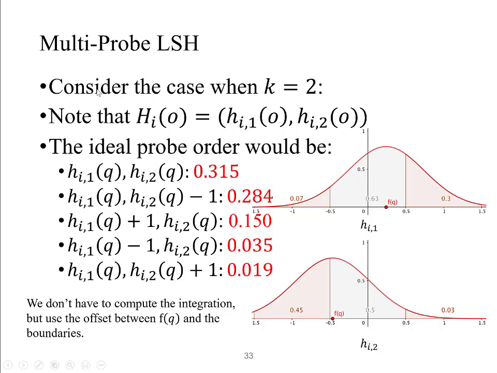Now we consider the case k equals 2. So we have two hash functions, hi1 and hi2. Right. So let's say this is hi1 where the Q lies here, and this is hi2 where the Q is here. So apparently the most possible position for Q's nearest neighbor would be hi1q and hi2q. So it's here and here, so all fall into the same bucket as the query.